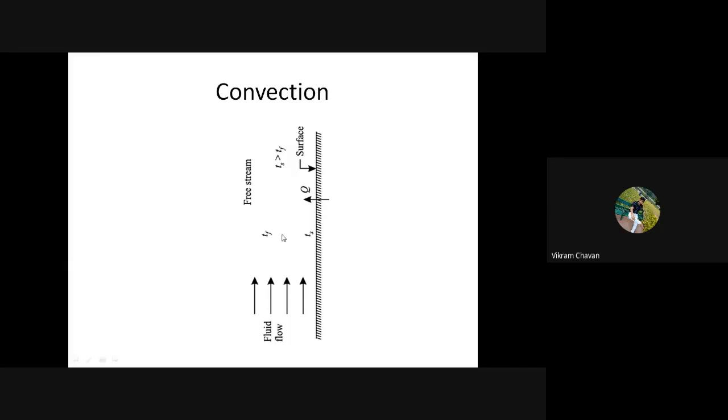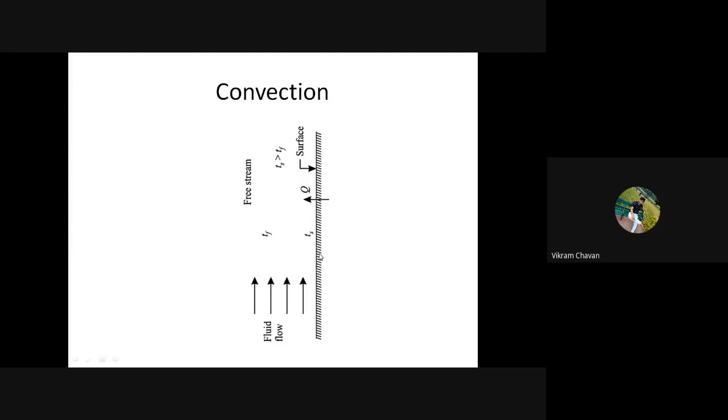Now this Tf temperature is less than the plate temperature. This is the hot plate, and we have suspended this hot plate in a normal room whose atmospheric temperature is Tf. Now what will happen in that particular case? The air which is near the surface of the plate, which we call the immediate vicinity of the plate.